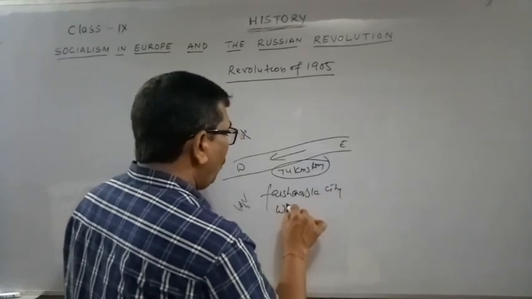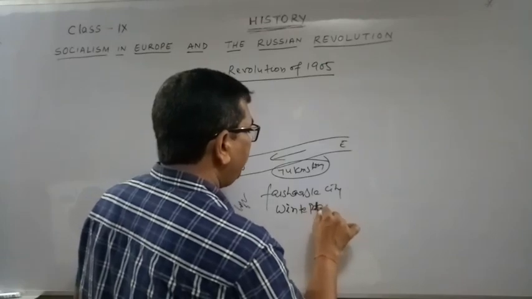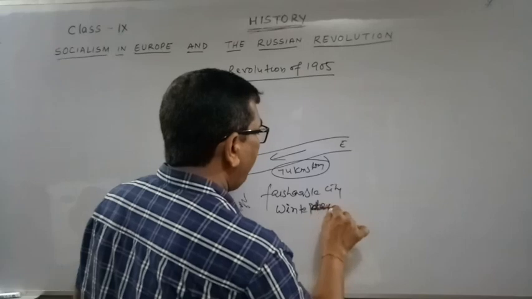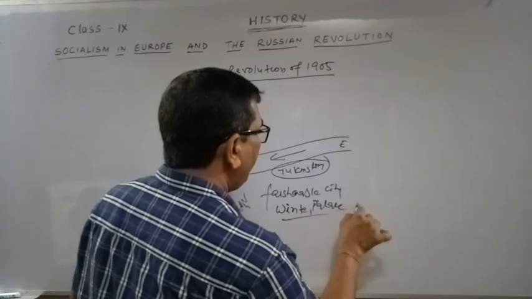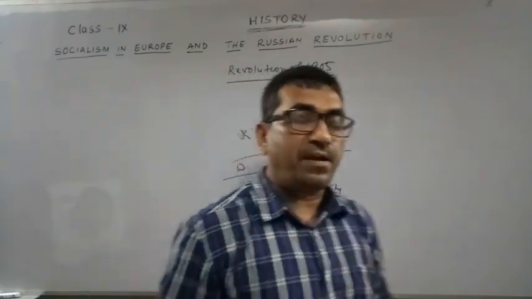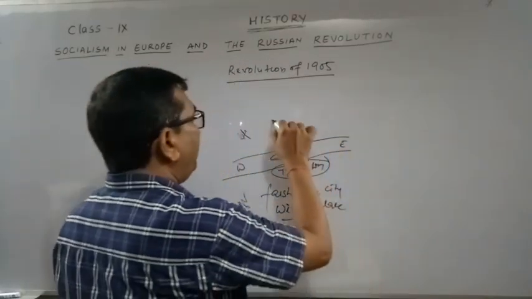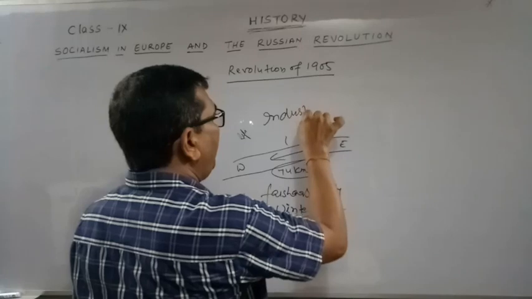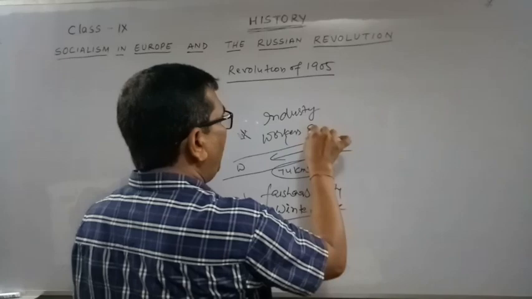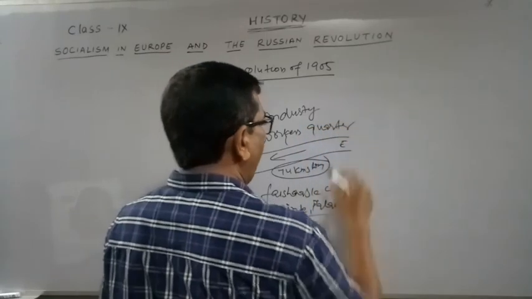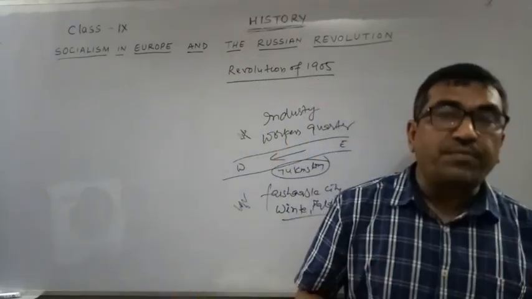Also the Winter Palace. Winter Palace means the official residence of the Tsar. But on the right bank, it was the industries and workers' quarter. One side and another side, it creates a big difference.